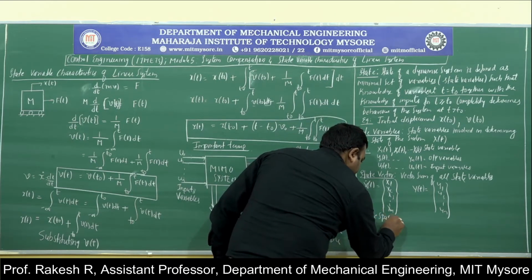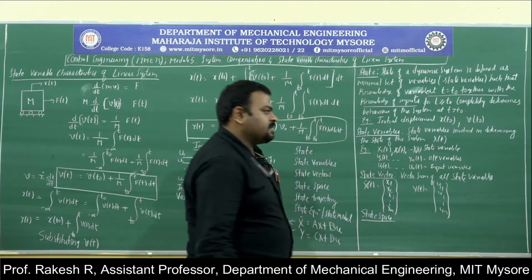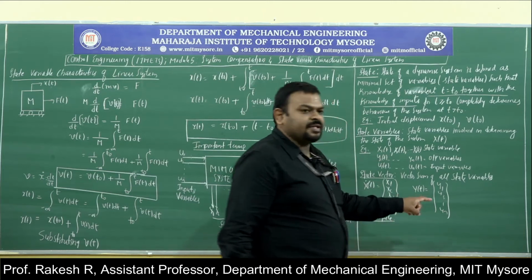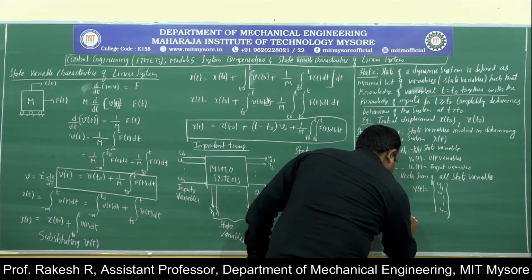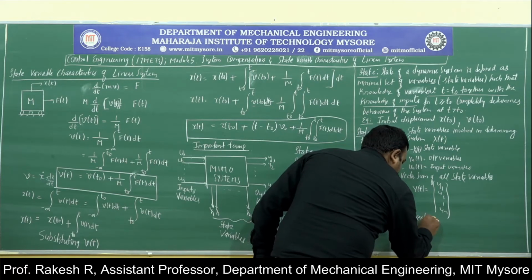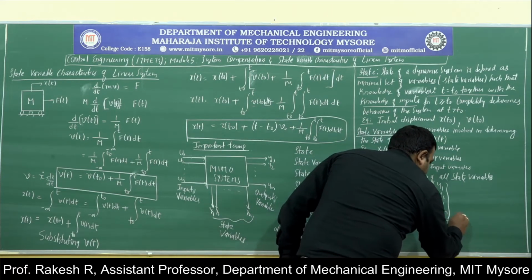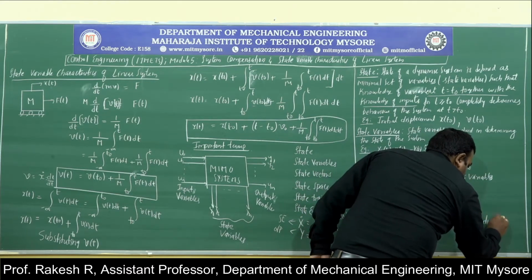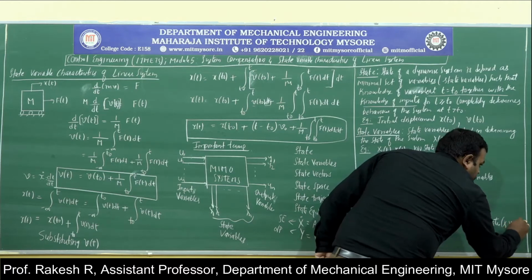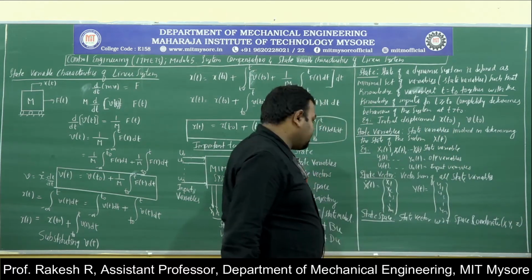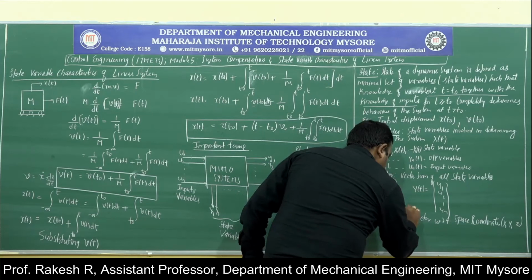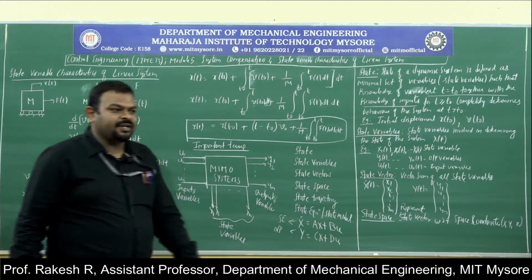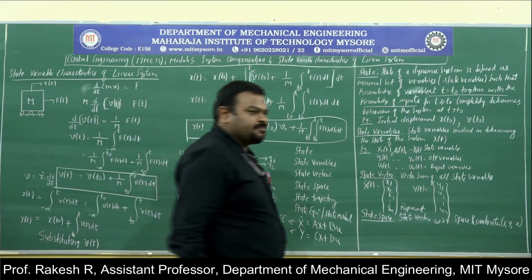state space. State space is one where you represent a state vector with respect to coordinates. If you represent the state vector with respect to space coordinates, they are nothing but a state space.